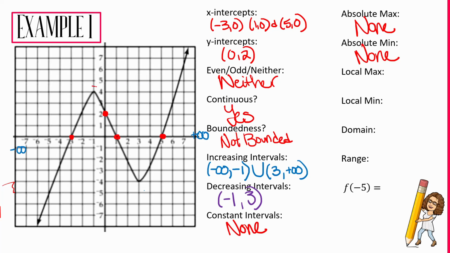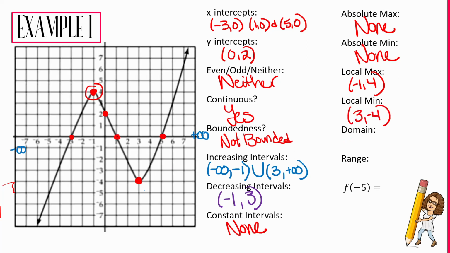However, this dot right here is a local maximum. He is a hill. He's just not the tallest point in the range. So I'm going to say my local maximum is at (-1, 4). My local minimum, aka this valley down here, is (3, -4).